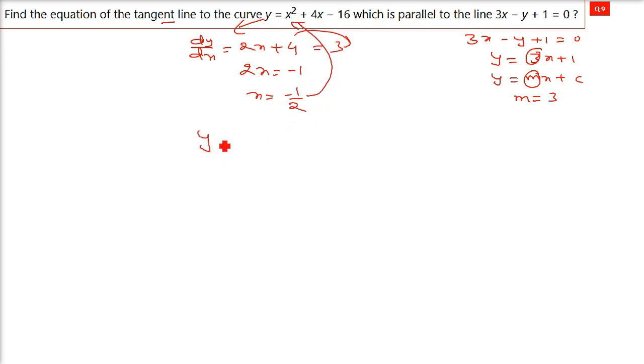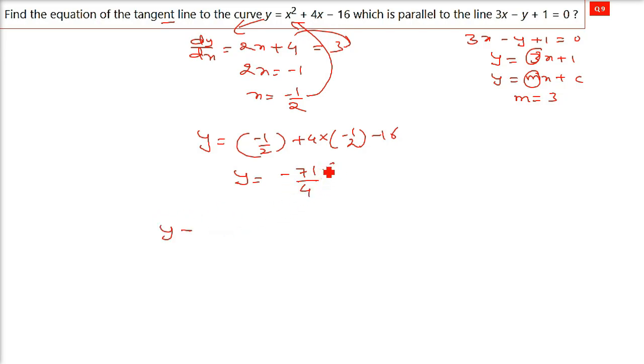So when you have x, you can find out the value of y. Just put this x negative half in this equation. So we have negative half whole square plus 4 into negative half minus 16. So there is a square missing. Just assume that there is a square, and when you find it out, you will get y as negative 71 by 4.